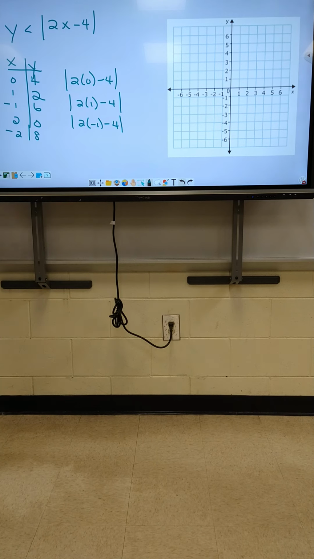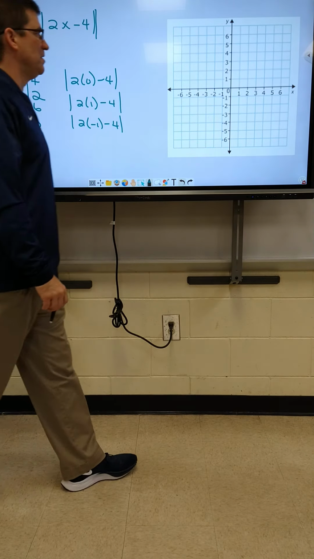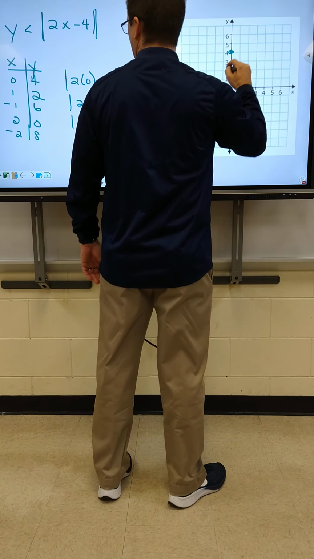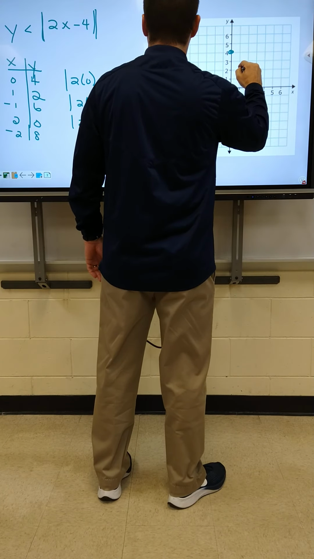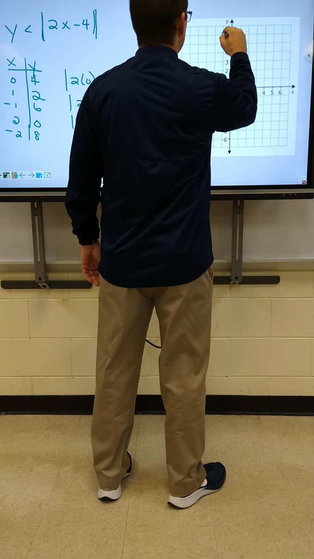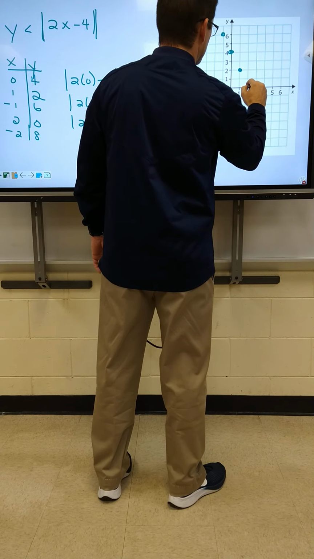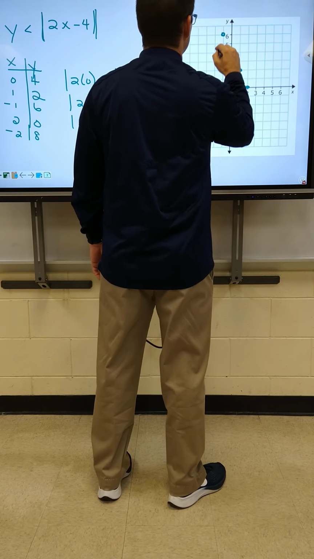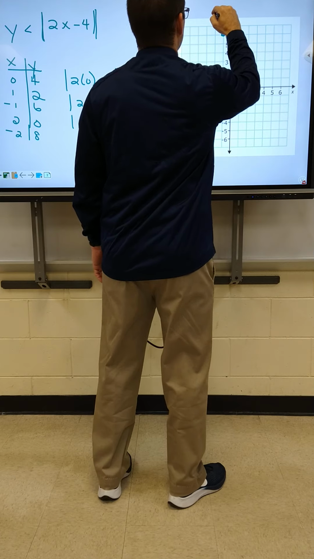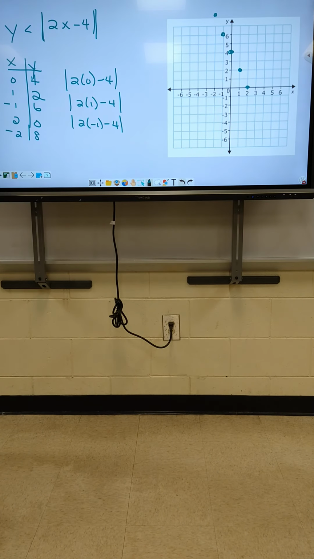All right, we want to see if this makes a V. This is supposed to make a V because it's absolute value. Let's see if it makes a V. Over 0 up 4, over 1 up 2, -1 up 6, over 2 up 0, -2 up 8. All right, we got a problem, don't we? Look at it. It was supposed to make a V.